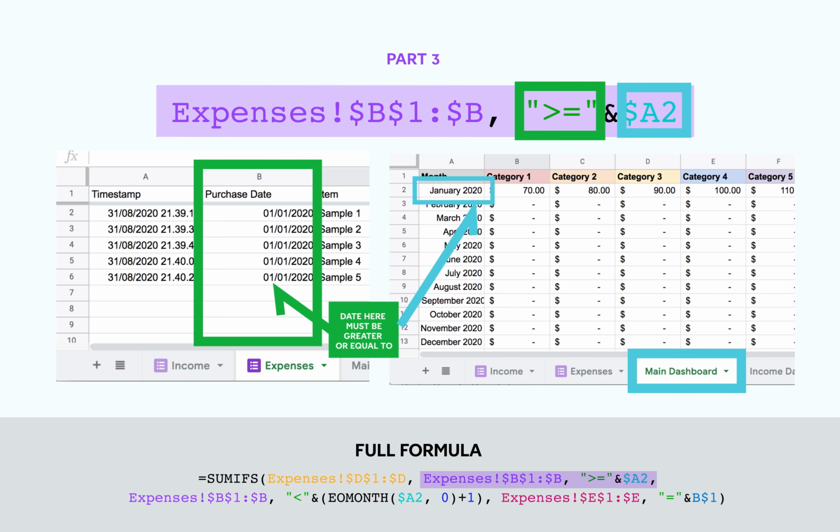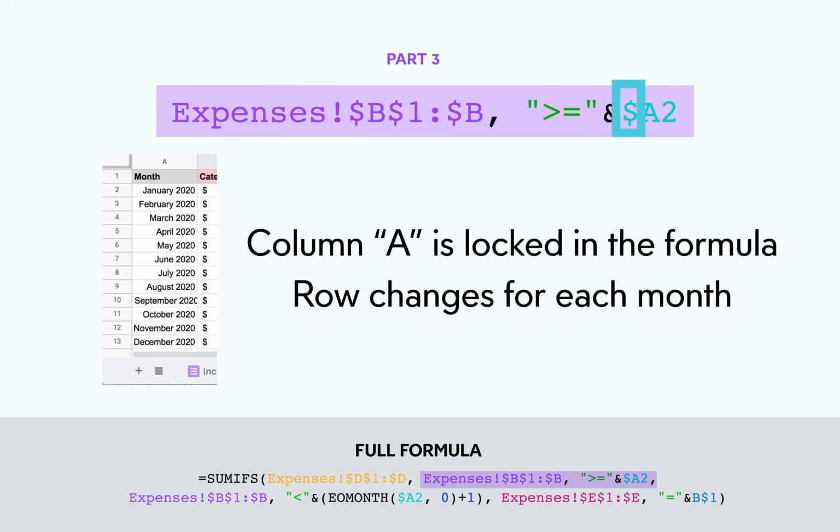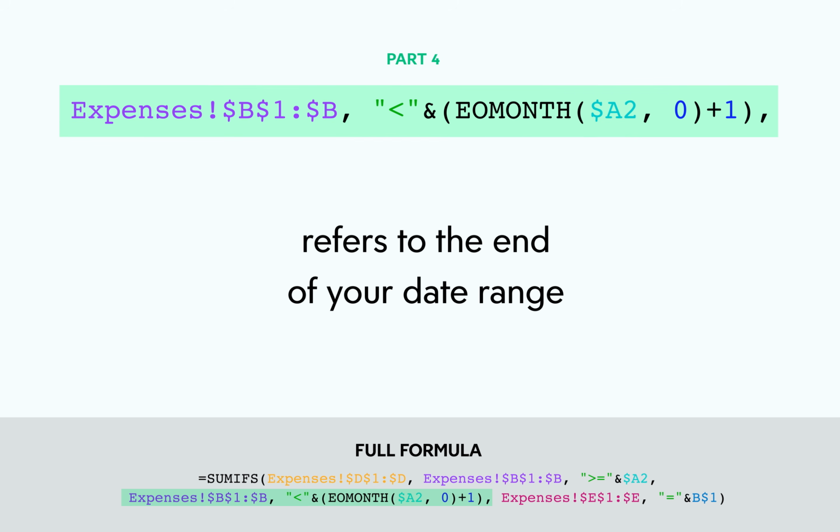In this case, A2 is equal to the first day of January. Because there's a dollar sign on A, column A will stay locked in the formula. There's no lock on row 2, so when the formula gets copied over, it can adapt for each month. This fourth part refers to the end of your date range.